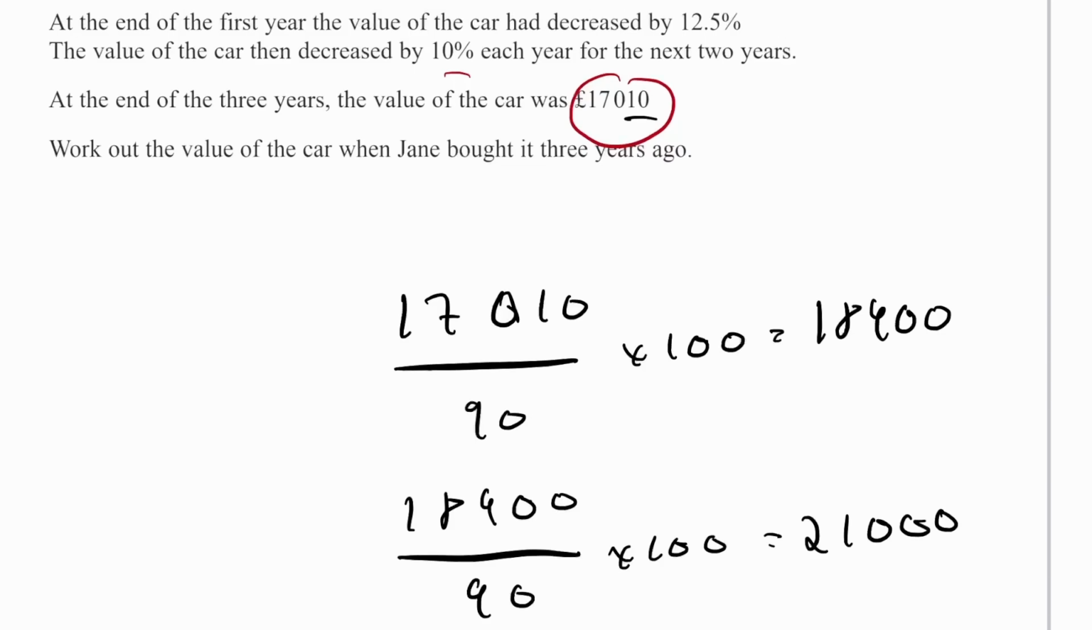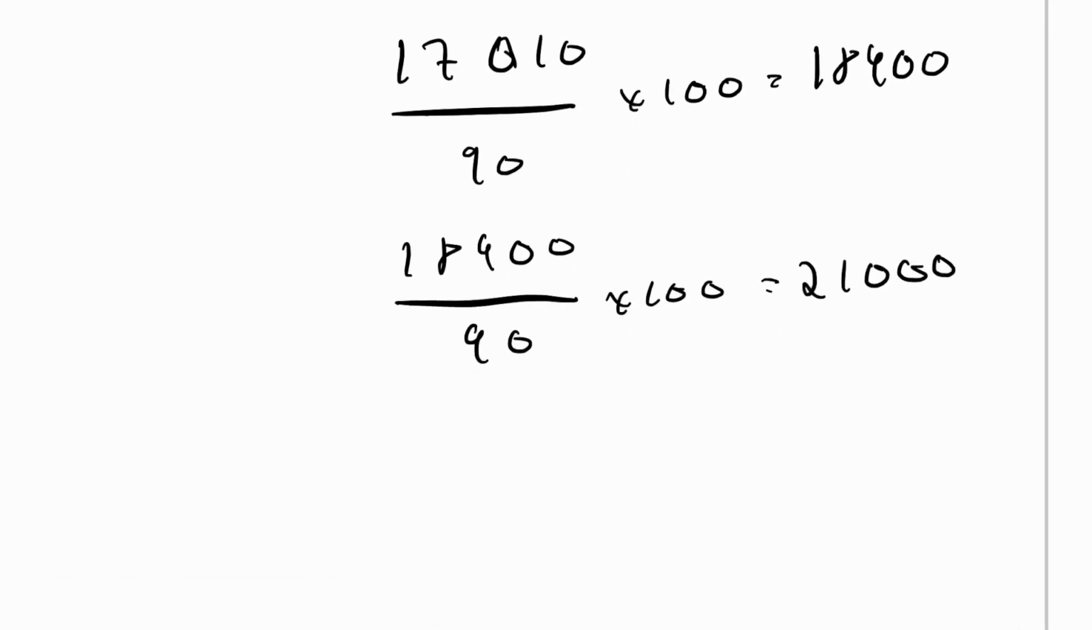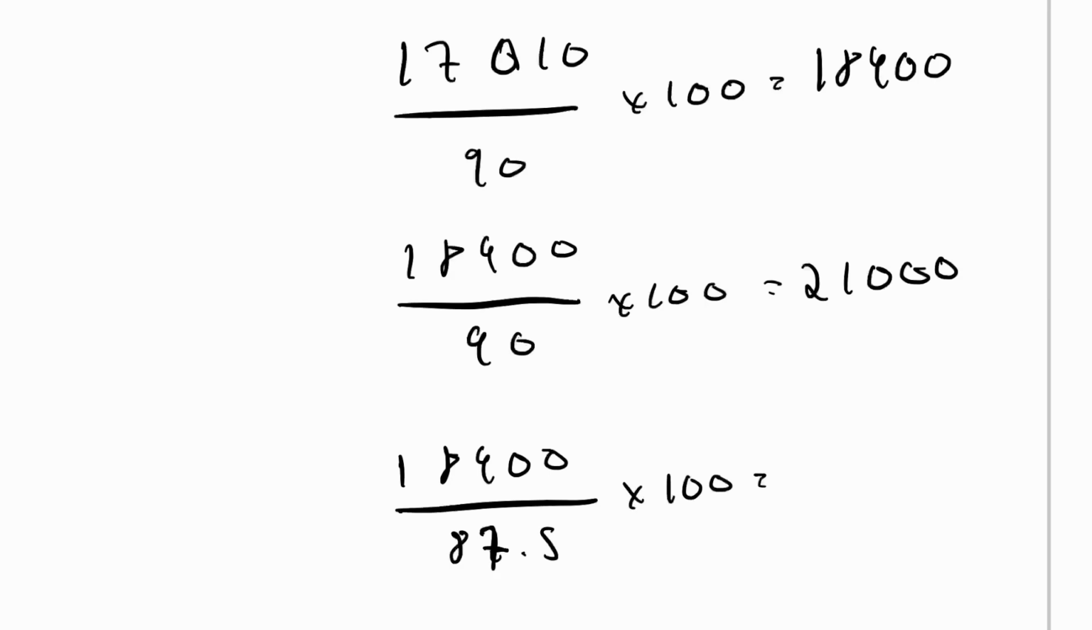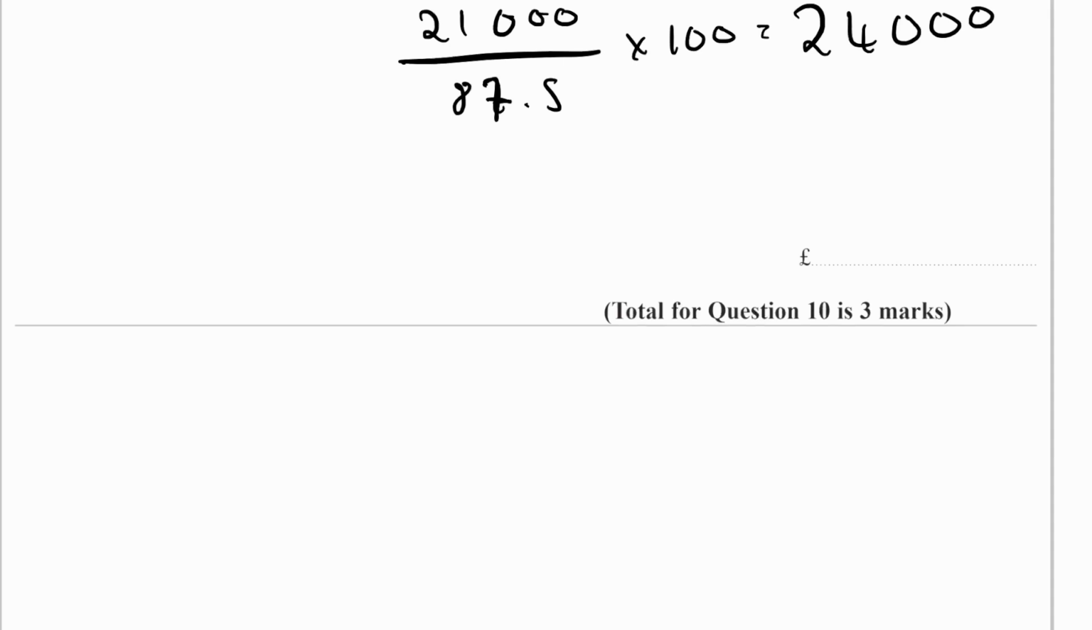Then to get the initial total, this time it decreased by 12.5% in the first year. So from the end of the first year to the start of the first year, you can do 18,900. And this time, because it decreased by 12.5%, your multiplier wouldn't be 90, it would be 87.5. Because it was worth 87.5% of the total at the beginning. Then multiply by 100 to get the total at the beginning. And sorry, this shouldn't be 18,900, it should be 21,000. So let's switch that out. And then you should get a final answer of £24,000. And you can write that down there.